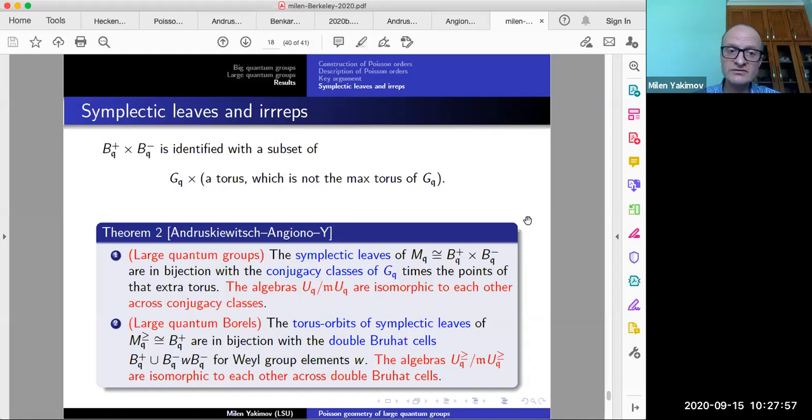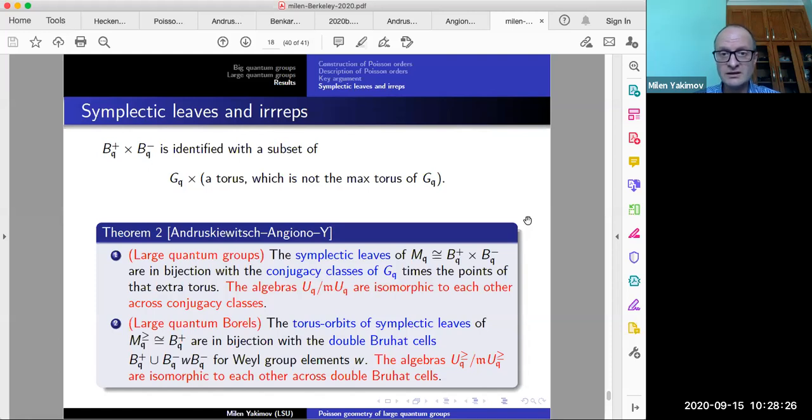And then in the case of large quantum Borels, there is a torus that acts on MQ greater or equal than 0 by Poisson automorphisms. And the statement here is that the torus orbits of symplectic leaves of MQ greater or equal than 0 are in bijection with double Bruhat cells. In particular, they're finitely many. And then the corresponding algebras are just finitely many, and they're parameterized by the Weyl group elements W.